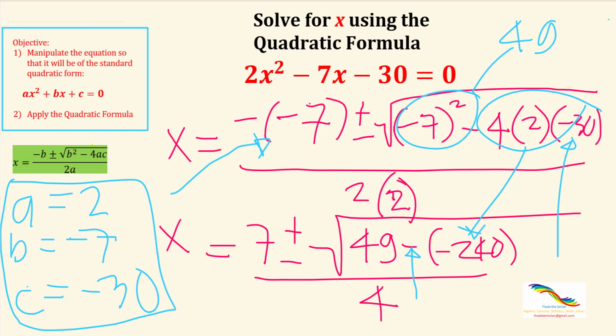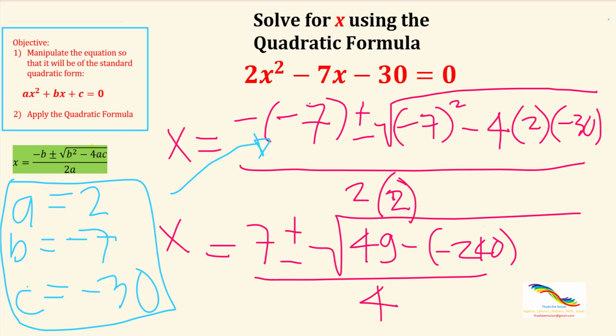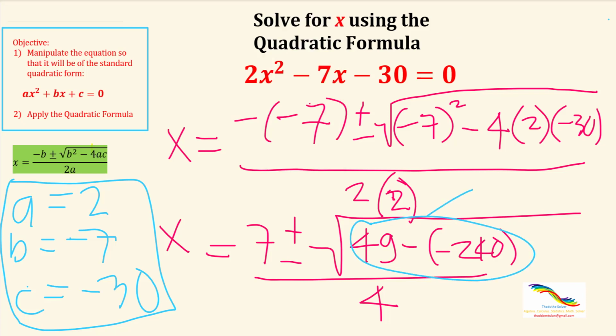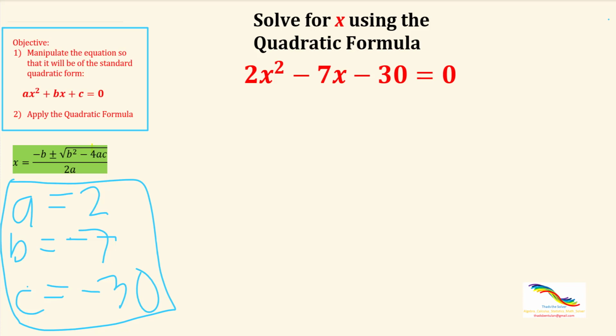Is it clear now? Okay, let's clean up the board. That's now 7 plus minus the square root of 49 minus 240, and we simplify this one. Just by arithmetic, what will this be? That is 49 plus 240, that will be equal to 289, correct? Alright, let's simplify. Okay, so we now have the solution.